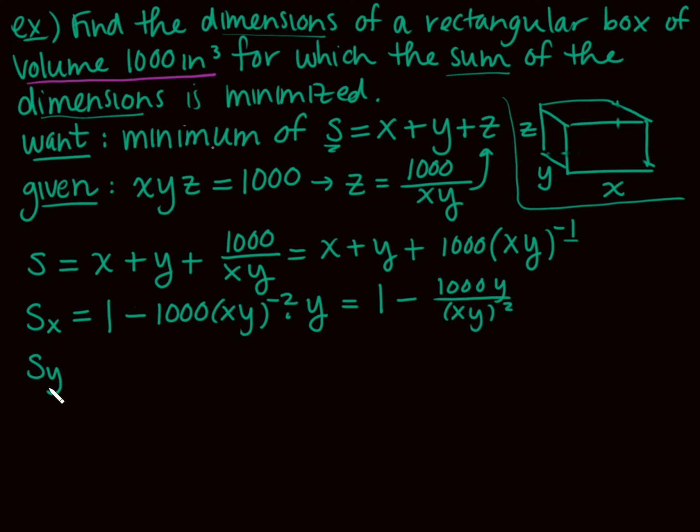And then likewise, s sub y, I would get 1 minus, the same idea here, 1,000, leave the inside, take 1 away, but now I need to multiply by the partial with respect to y, so the partial of xy with respect to y is going to be x.